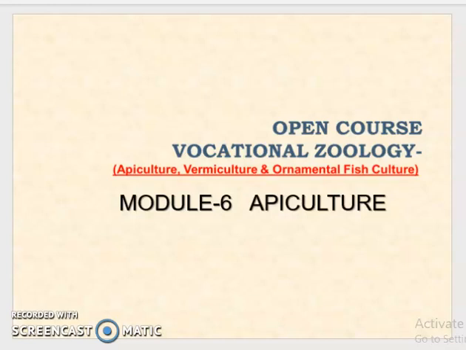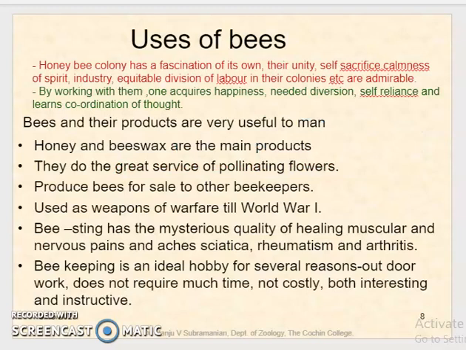used for apiculture. The honeybee colonies have a fascination of their own by showing their unity, self-sacrifice, calmness, spirit, industry, and division of labor. The colonies are really admirable. By working with them, one acquires happiness, self-reliance, and learns coordination of thought. Apart from the aesthetic sense that a person gains, the honeybees and bee products are very useful to man. Honey and beeswax are the main byproducts of apiculture.